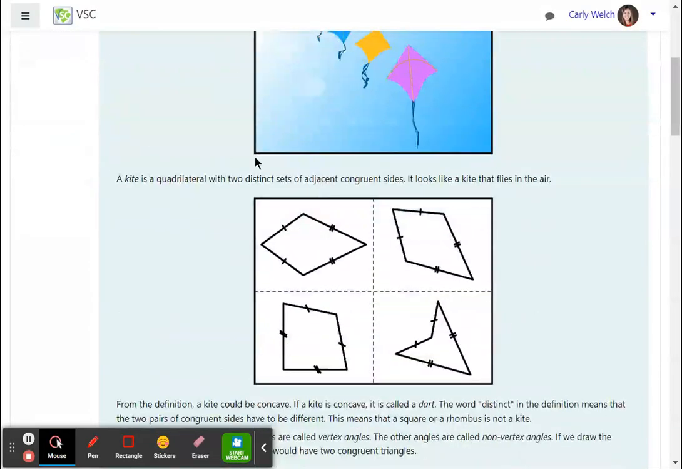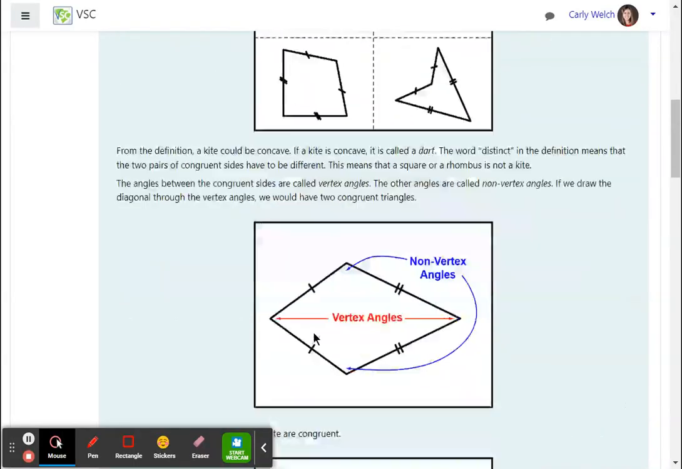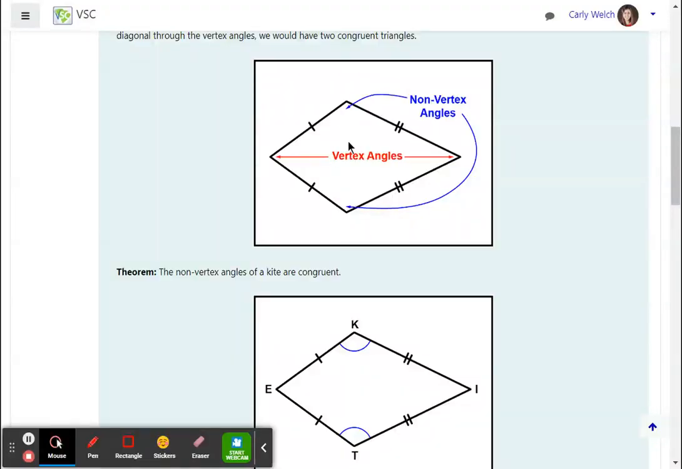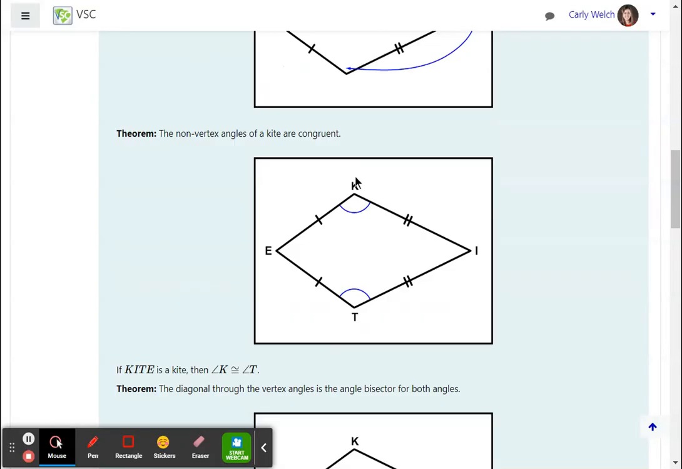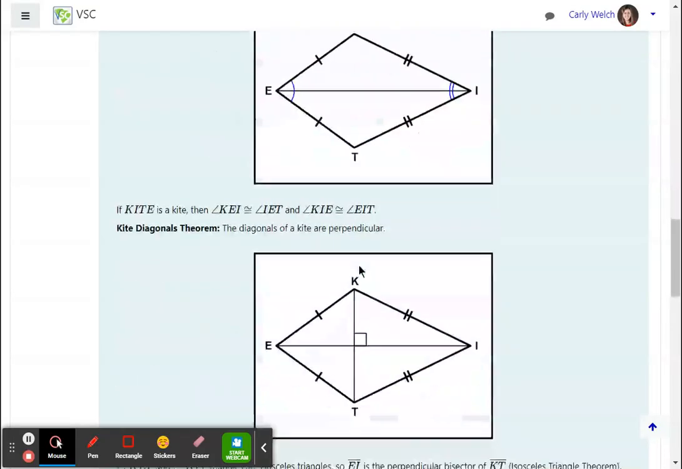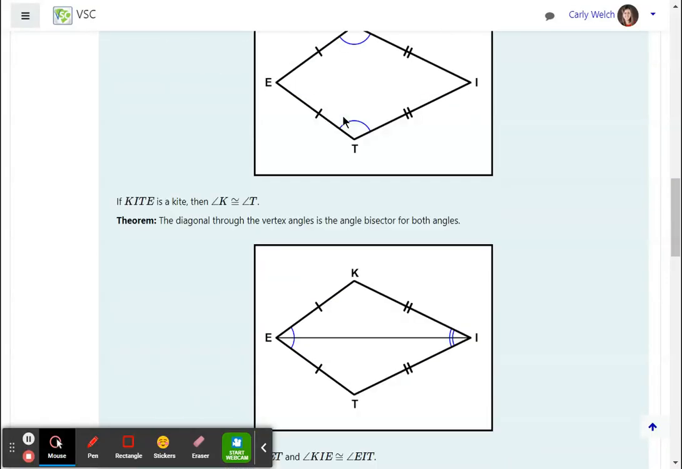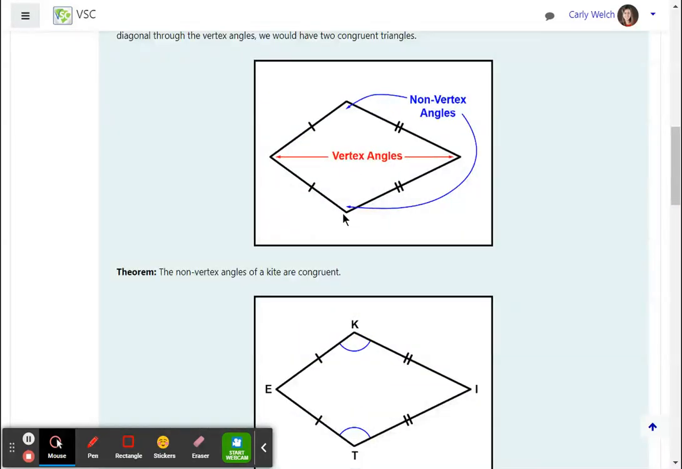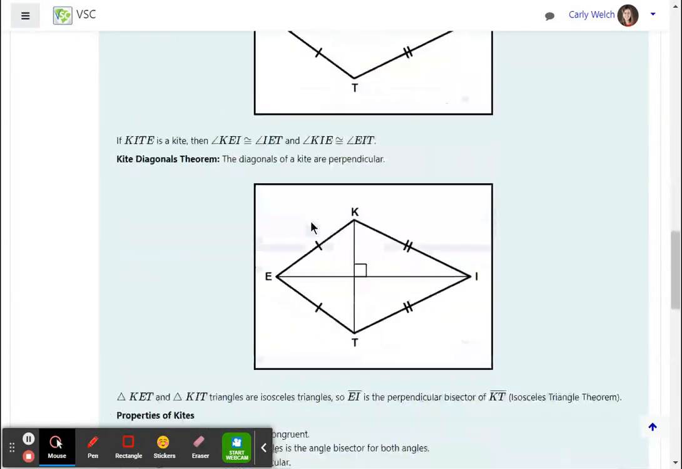And then we have kites. So a kite is a quadrilateral with two distinct sets of adjacent congruent sides. So we've got these. You've got your vertex angles here and here. Your non-vertex angles are here and here. Your non-vertex angles are congruent. This line down the middle cuts your vertex angles in half. And then the diagonals of a kite are perpendicular.